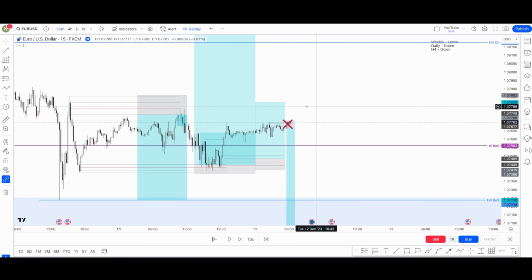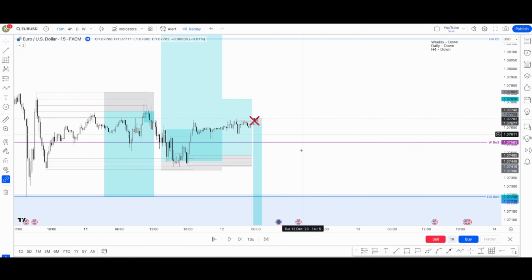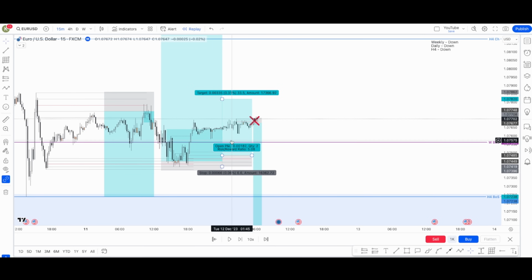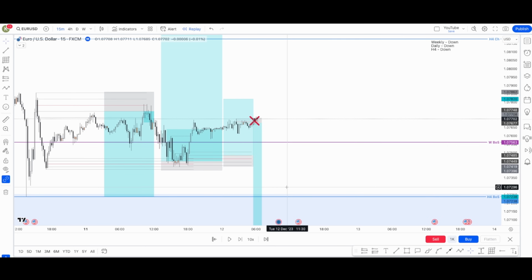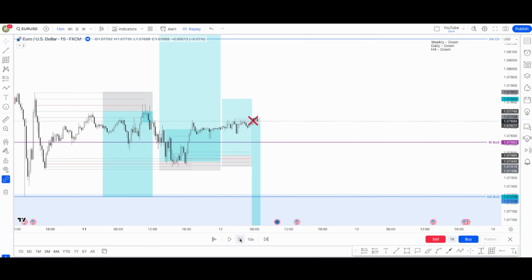So there's a loss. This one's still going. That one's not entered. Let's just separate it out a little bit, and let's just start charging into the market. Okay.